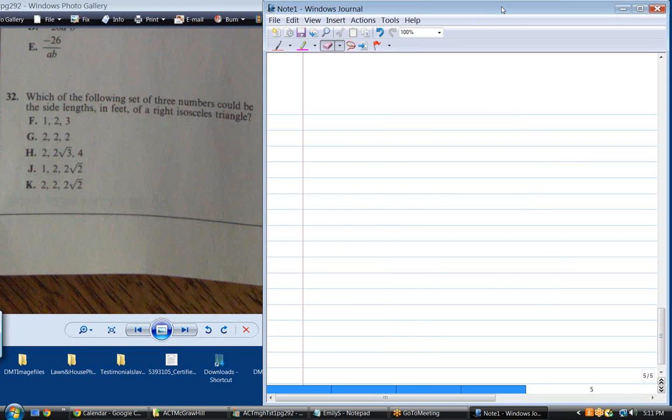What is a right isosceles triangle? A right isosceles triangle, it's a right triangle with equal sides. Something like that. Which of those answers could be a possible answer? Could F? Yes, because it has 2 2's.